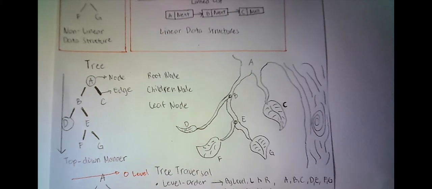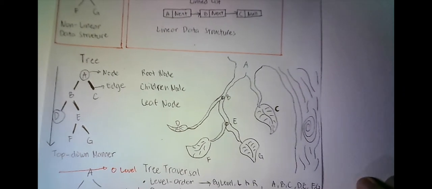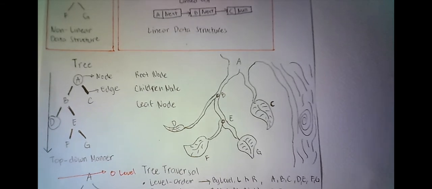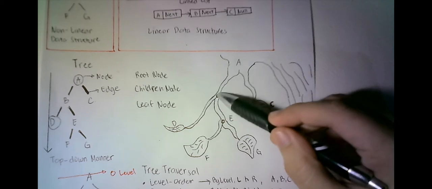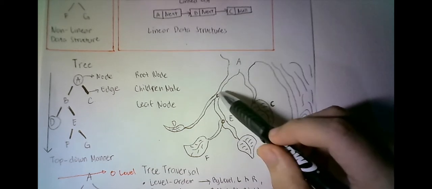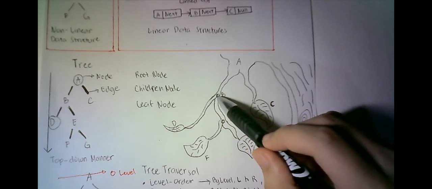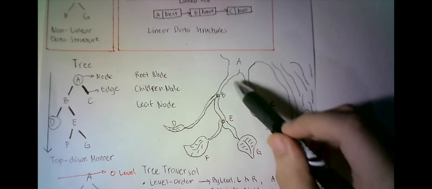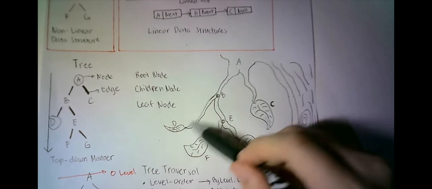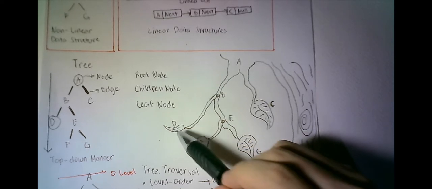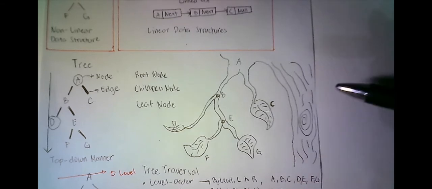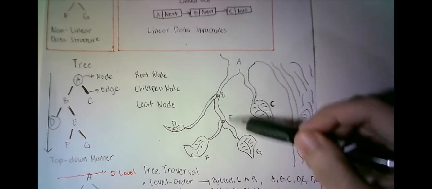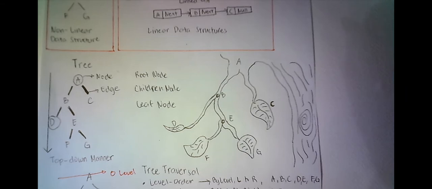So I made a drawing right here. It's more of the art part of the trees. Start from the root A, then travel to the node or branch B connected with the edge, and it has children nodes, which are the leaf nodes, F, G, and C. So it resembles a branch of a tree.